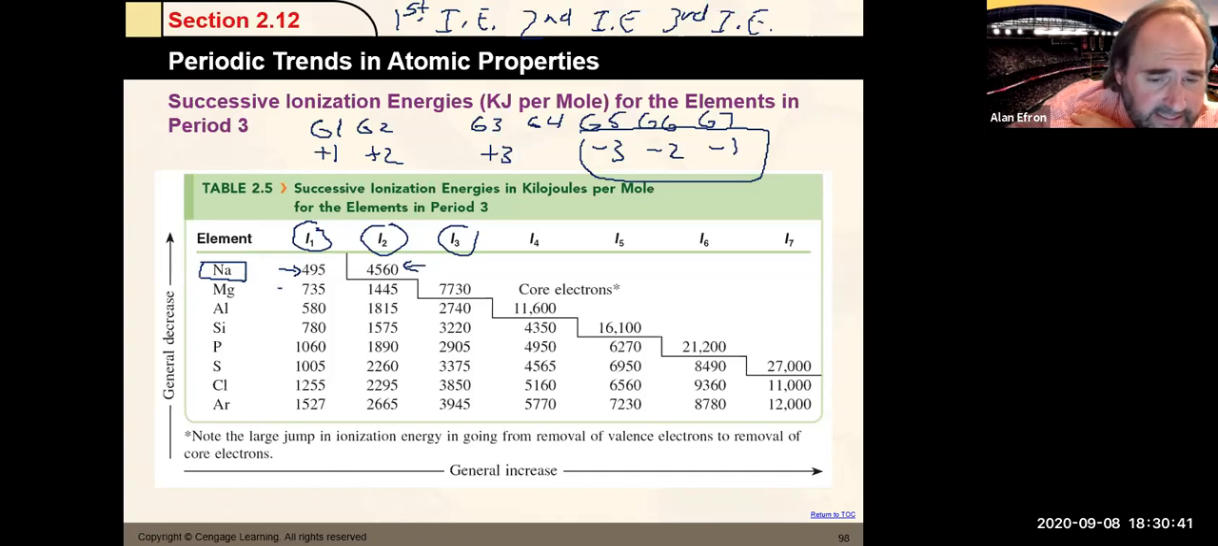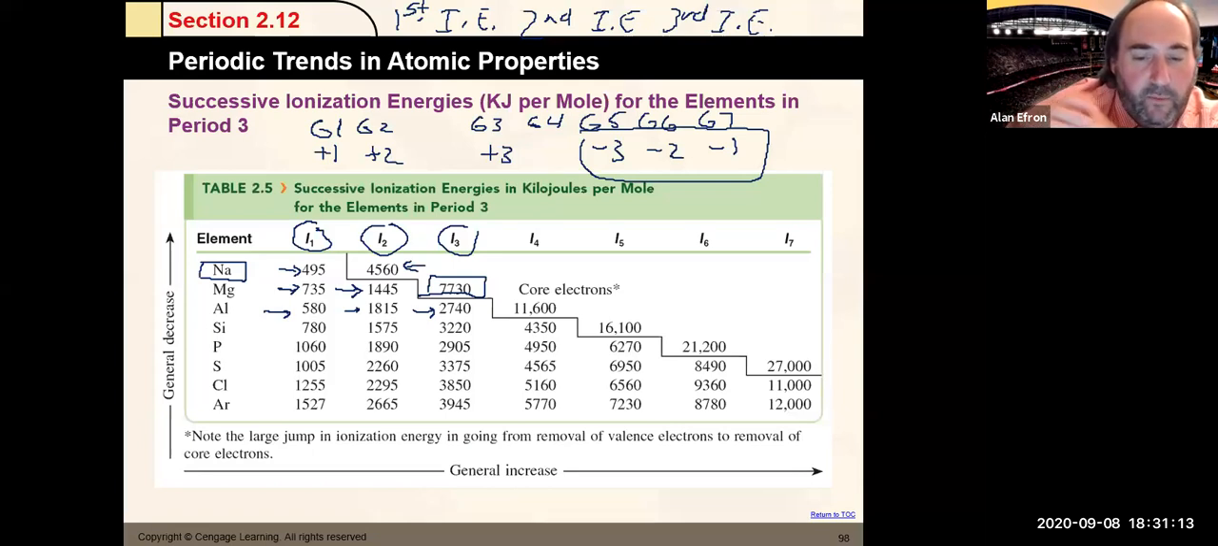For example, magnesium here, 735 for the first electron. Its second valence electron, 1400. So almost a double increase in terms of the amount of energy to remove that second electron. And then at that point, you can see it gets almost 7 times the amount, or 10 times the energy from the first one, to remove that third electron. Again, that doesn't happen. And again, you see the same path as we go this way: an increase in ionization energy from first to second to third.